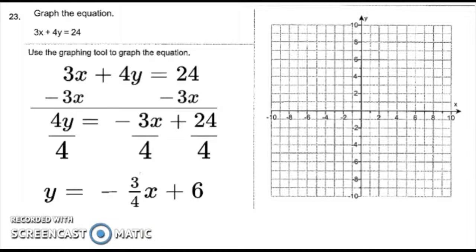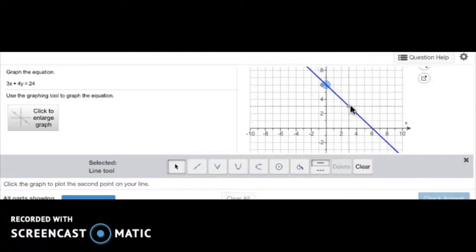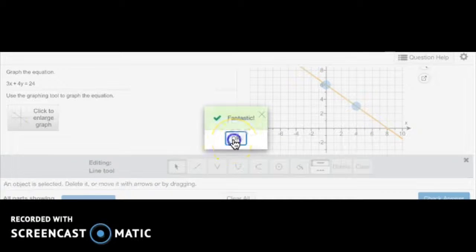So let's graph it on Math Excel. So graphing it, I'm going to start at 6, and then I'm going to go down 3, and to the right 4, because my slope is negative 3 over 4. And that's going to be my answer.